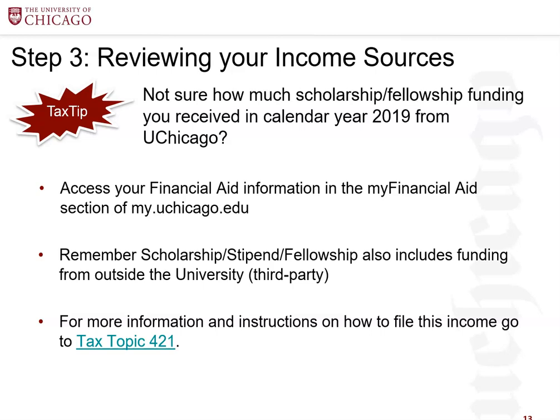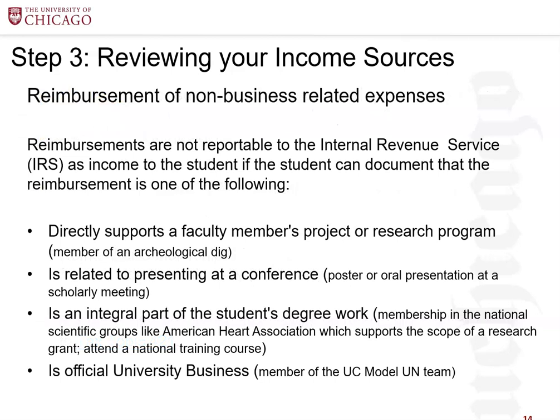For more information and instructions about how to file that income, you can go to Tax Topic 421, which we've linked to on this slide. But also I would recommend, if you are using a tax software to file your taxes, whether that be Sprint Tax or something else like TurboTax, you can reach out to their customer support for more help and answers if you have specific questions. Reimbursements of non-business related expenses.